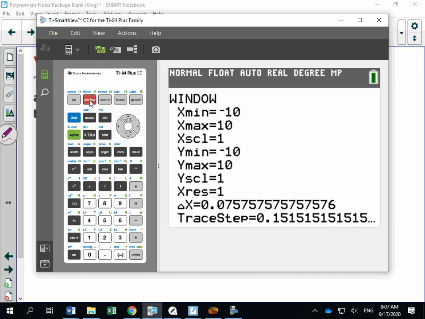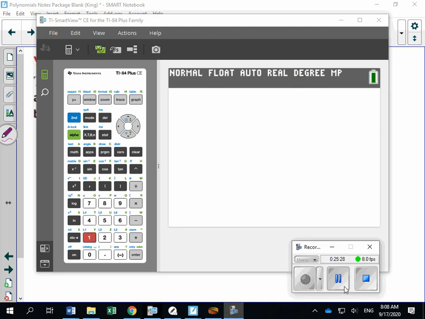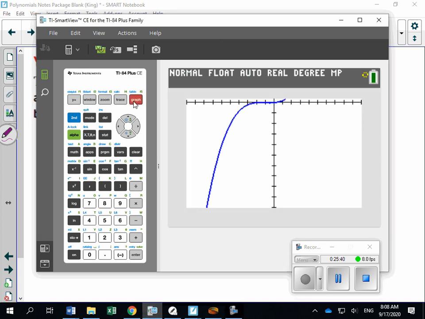Okay, so let's go back to window. Let's go from negative 10 to 10, and let's set our Y minimum at negative 300, and my scale factor I'll do 30. When I graph this, why am I getting a syntax error? Okay, the reason I was getting that syntax error is I had a minus in here, like minus 210, and I had to change that to a negative. So let's see if this works now. Whew, it works.